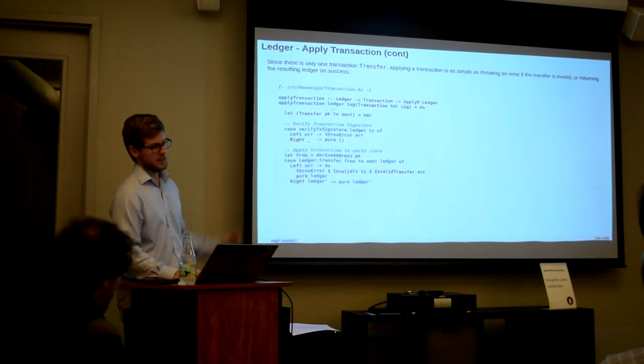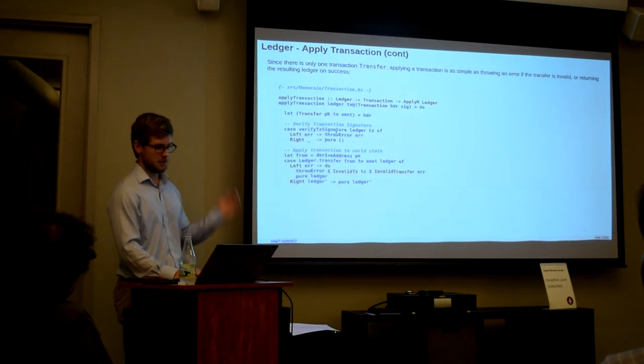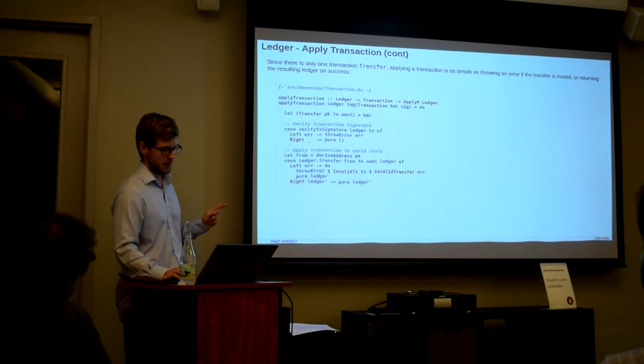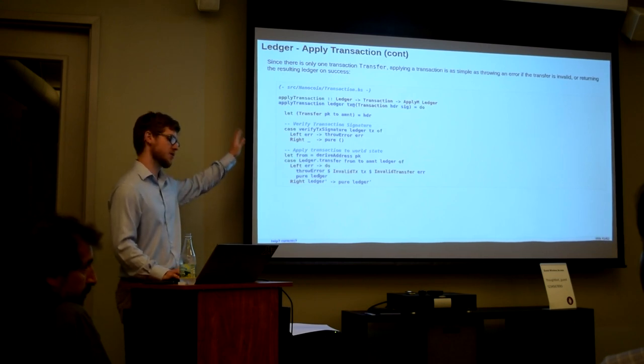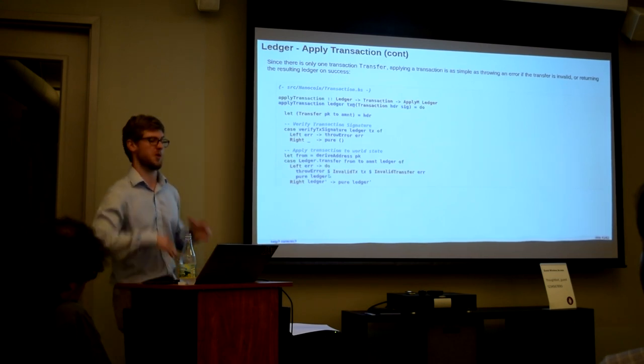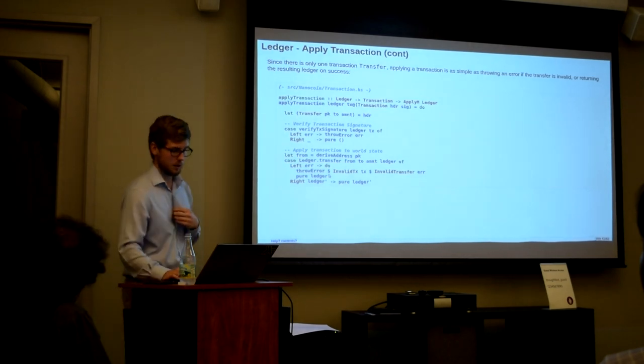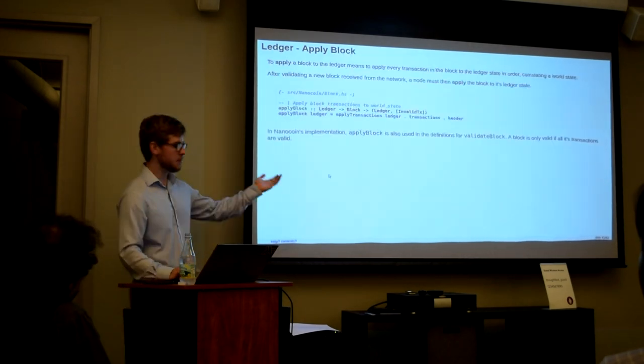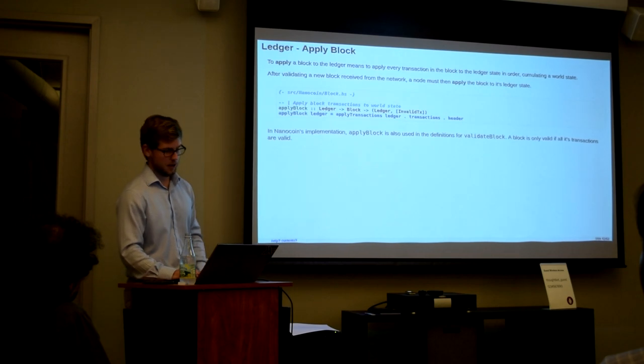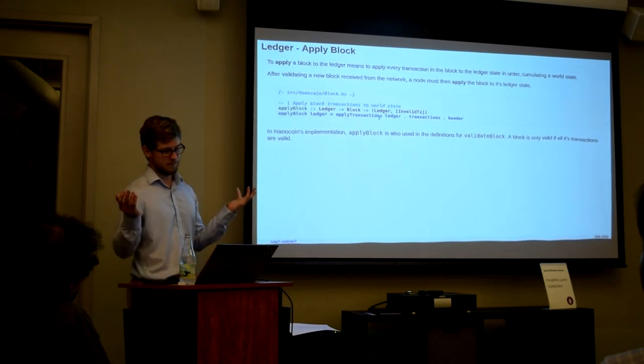As you can see with the apply transaction, we basically just verify that the signature is correct, and then we attempt to transfer. I think I've already included this code as validate transaction previously, but now it's apply transaction, where we accumulate errors along the way. And then simply apply block is applying all the transactions with the ledger.